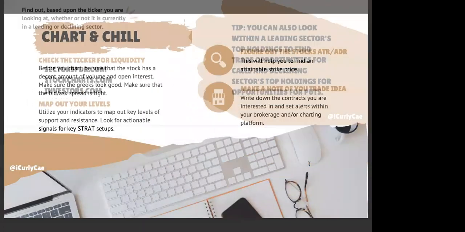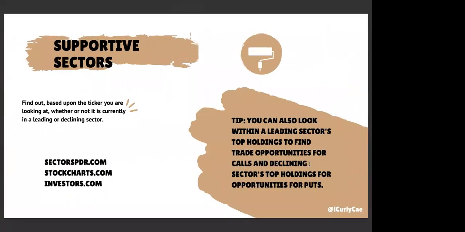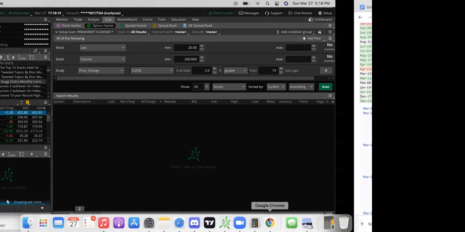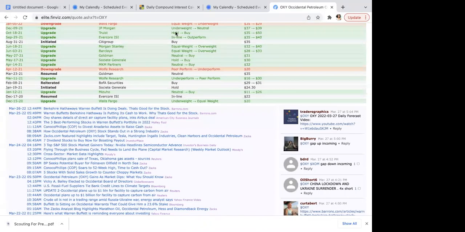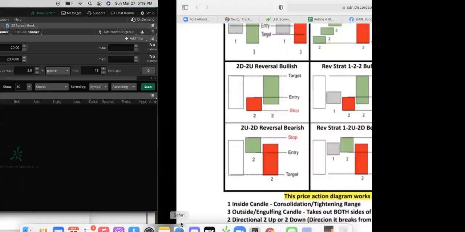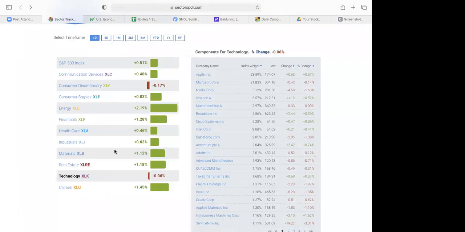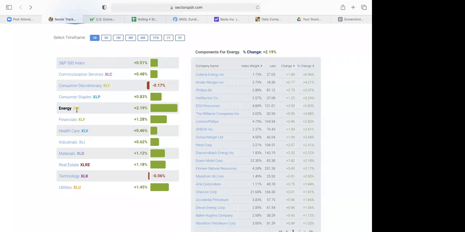Now, another tip is that you can look within sectors, even if you don't scan. Let me walk you through that so that you can see it as I'm saying it. I think it was under something else. All right, so here we go. Right now I'm on sectorspdr.com. As you can see here, you can take a really quick glimpse at what sectors are leading and which ones are declining. For example, you can click on a leading sector, which is XLE presently. That's the most leading, but some of these are also bullish.